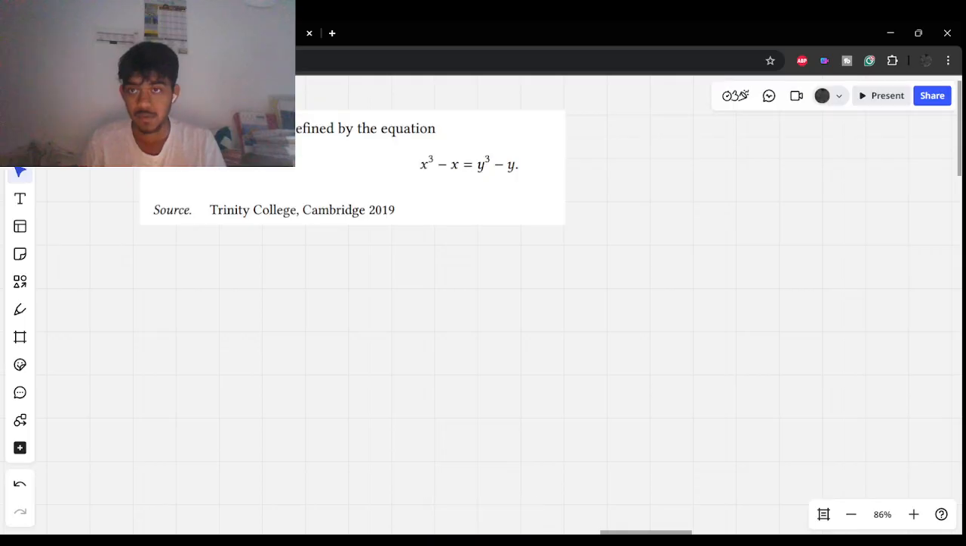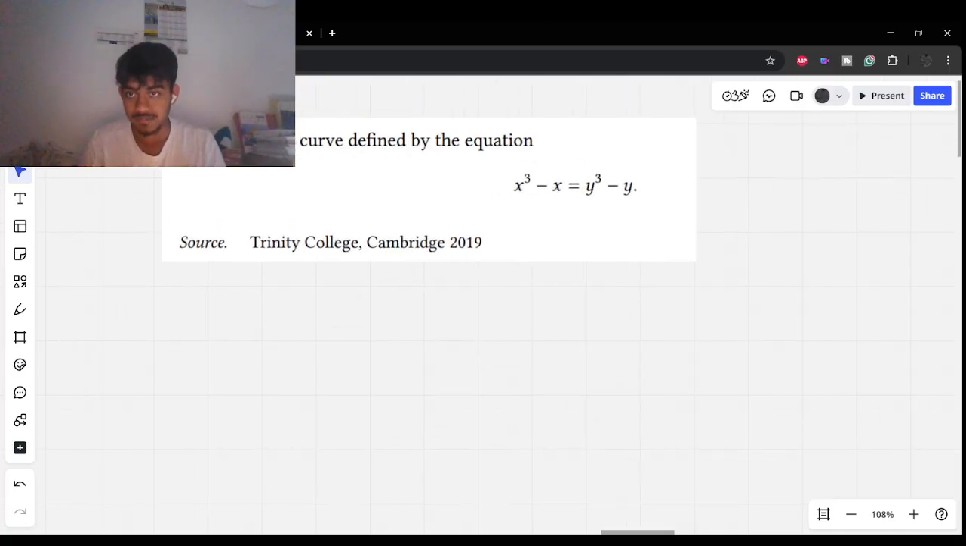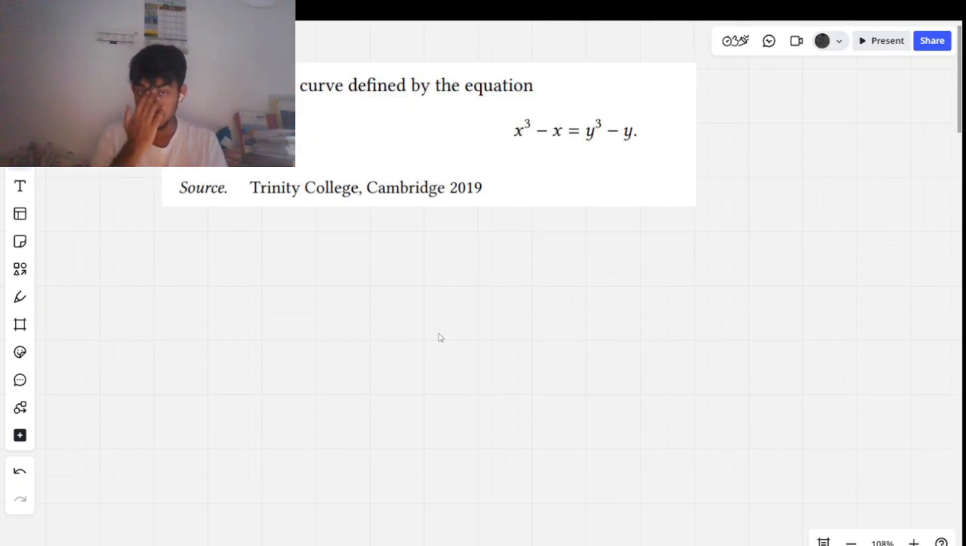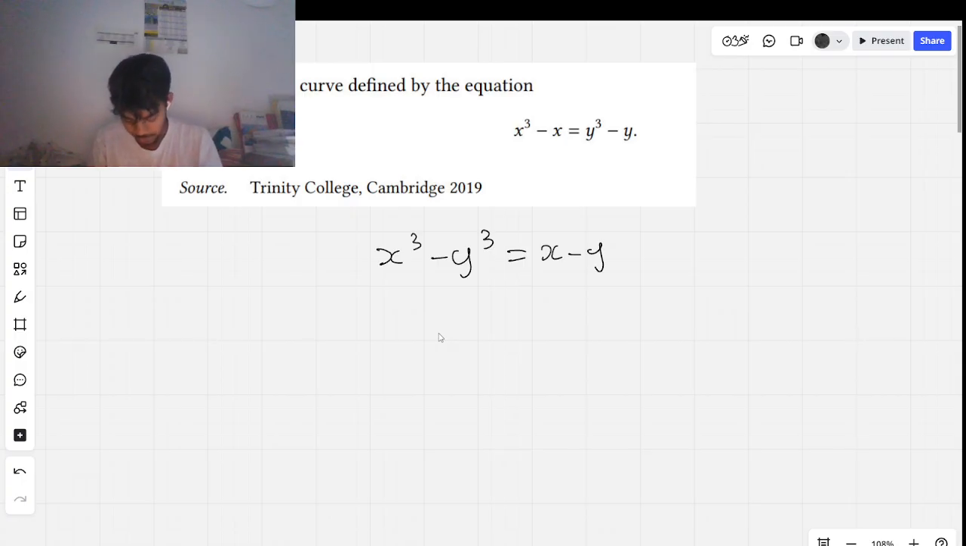So I'm gonna start with the first question, which is a very nice graph sketching question, and I have seen something similar before, so I kind of know what to do. So notice that I can rewrite this in this way, where I have a difference of two cubes on my left hand side and a normal x minus y on the other.